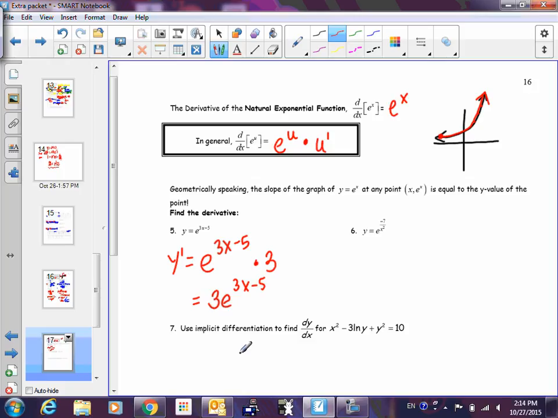Okay, so number 6, y equals e to the power of -7 over x squared. Don't think too hard about this one. Just rewrite it first. And write it times.